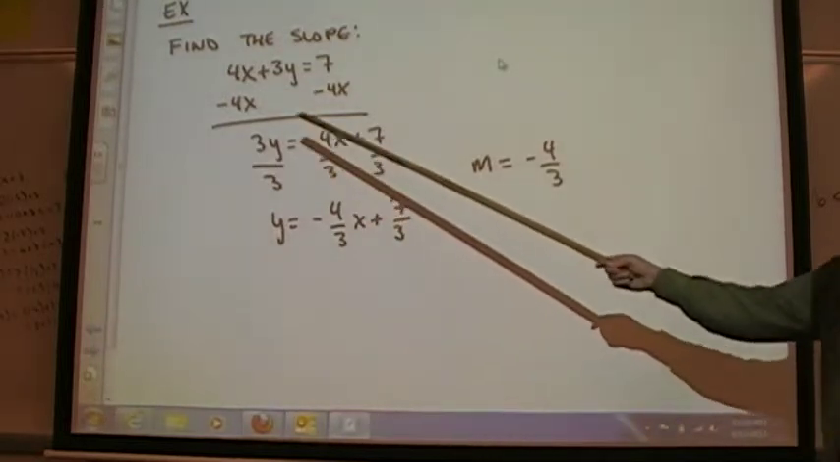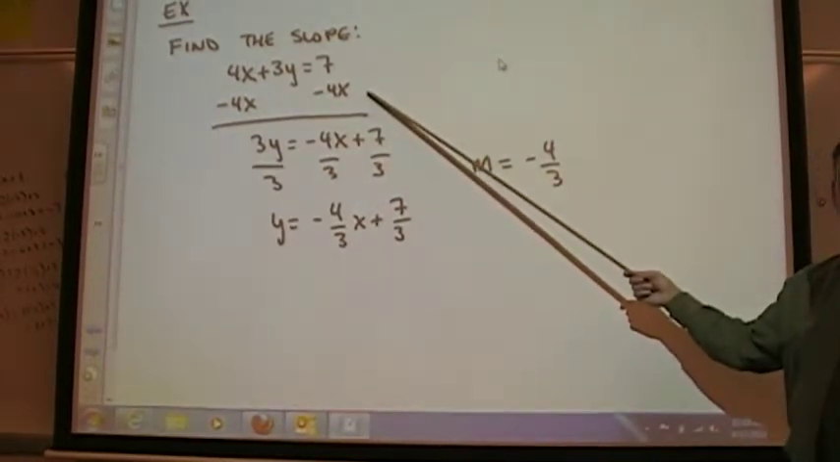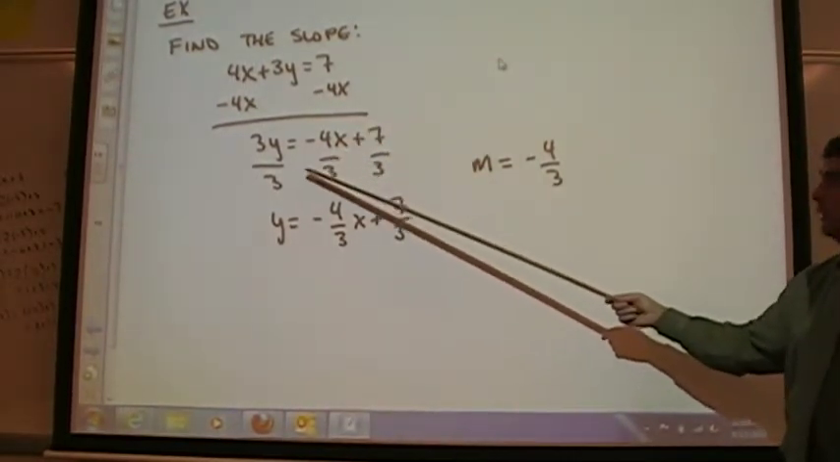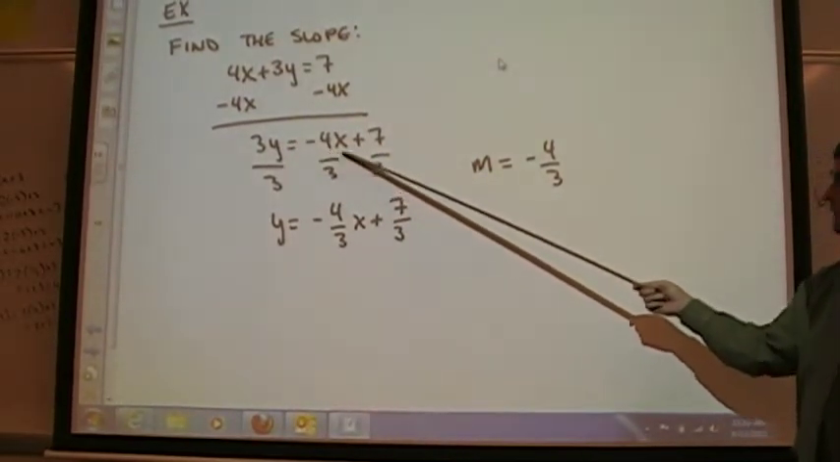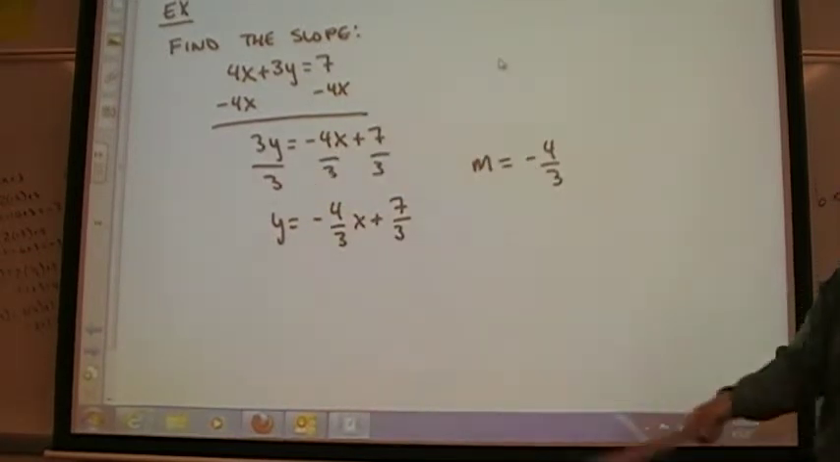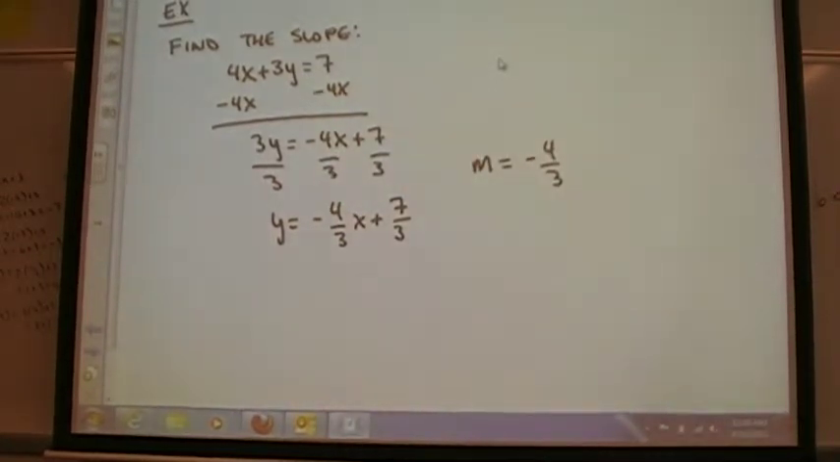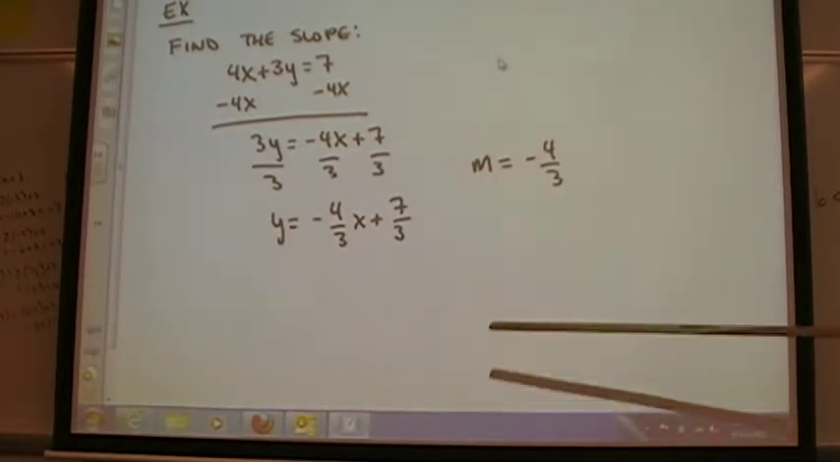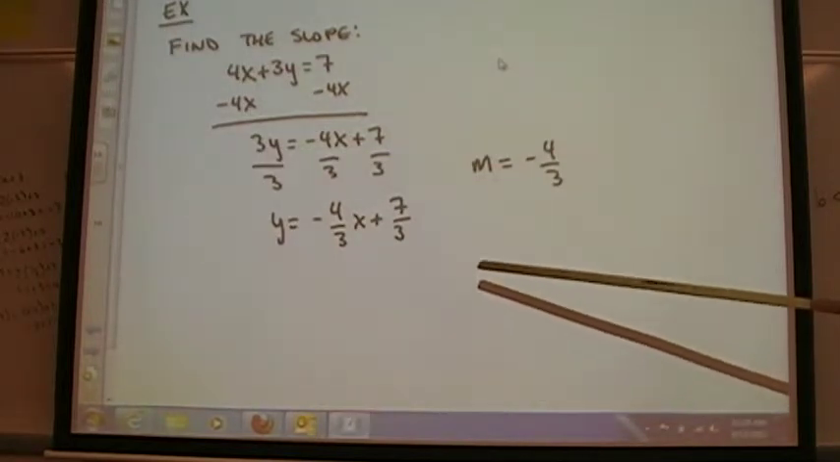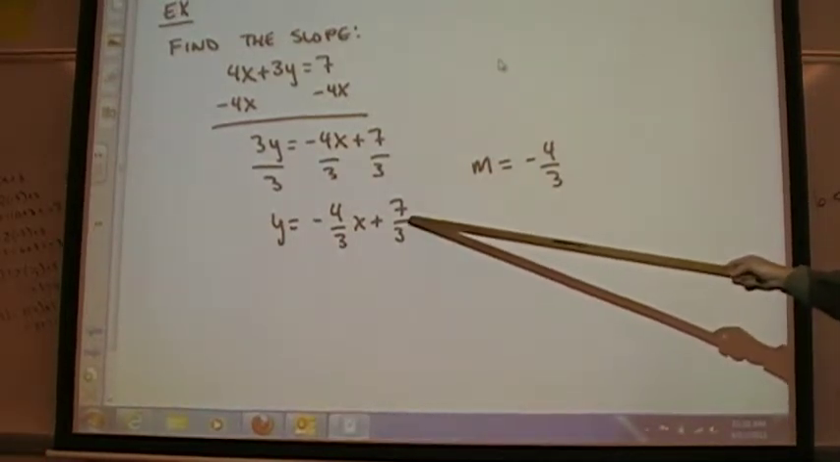To do that, you subtract 4x from both sides. So I write it as 3y equals negative 4x plus 7. If you want to write 7 minus 4x, that's fine with me, but slope-intercept form puts the mx first, so that's why we do that. And then just divide by 3. So here's the equation of the line in slope-intercept form.